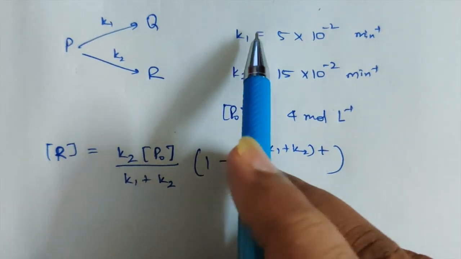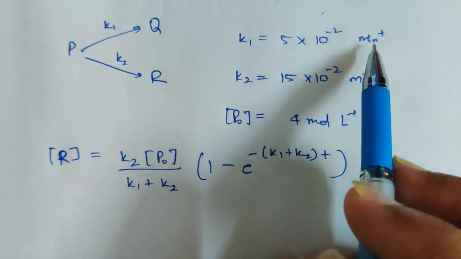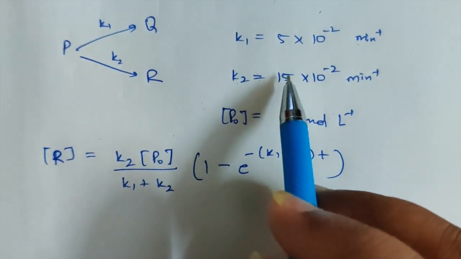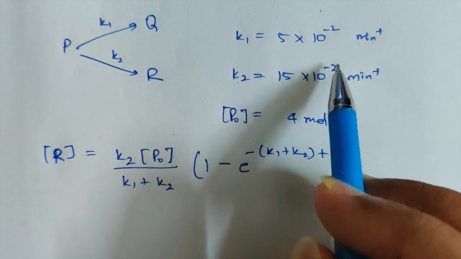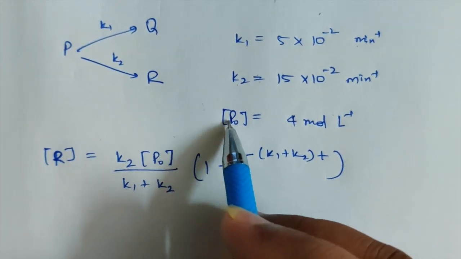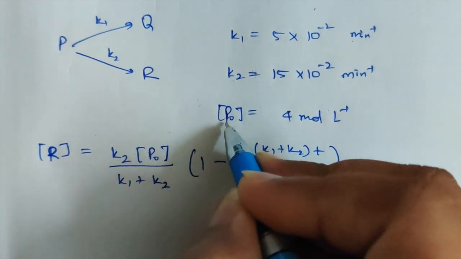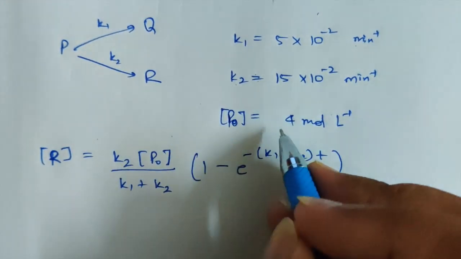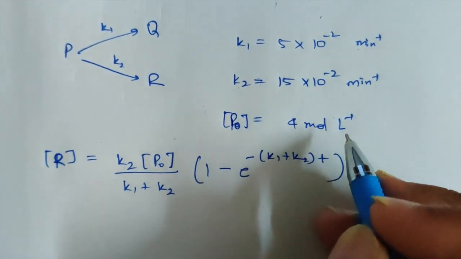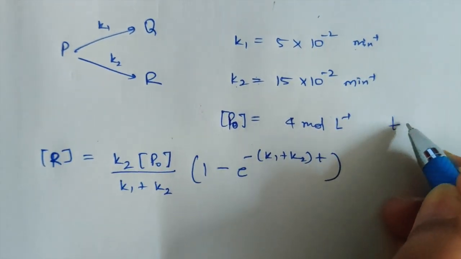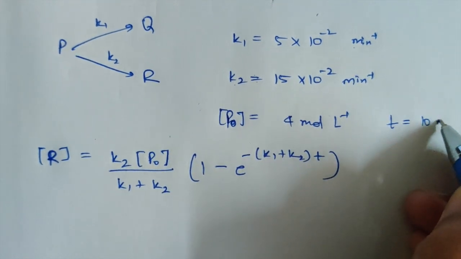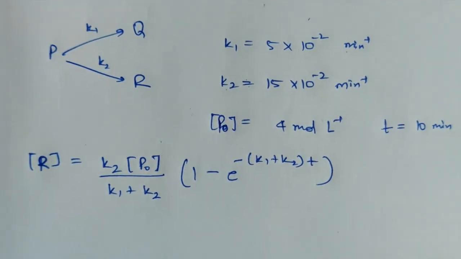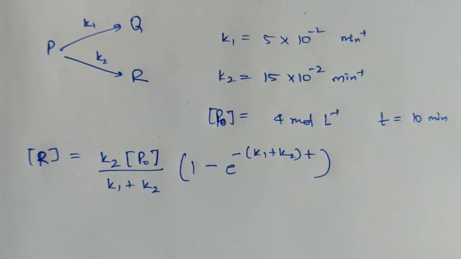That means the K1 value is given to you, that is 5 into 10 to the power minus 2 minute inverse. K2 is 15 into 10 to the power minus 2 minute inverse. The initial concentration of P, I have taken as P naught, so P naught is equal to 4 moles per liter, and they are asking about time t equal to 10 minutes. You don't have to convert anything, everything is in proper units.